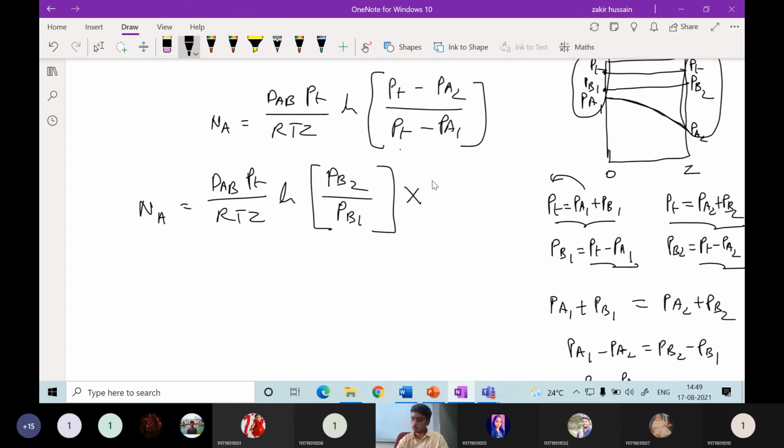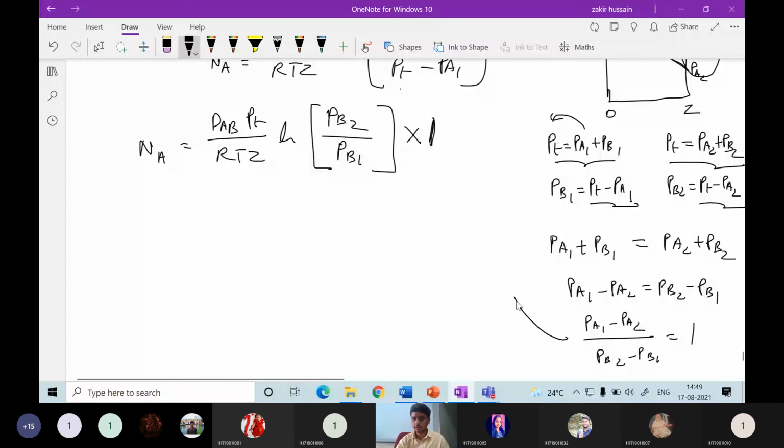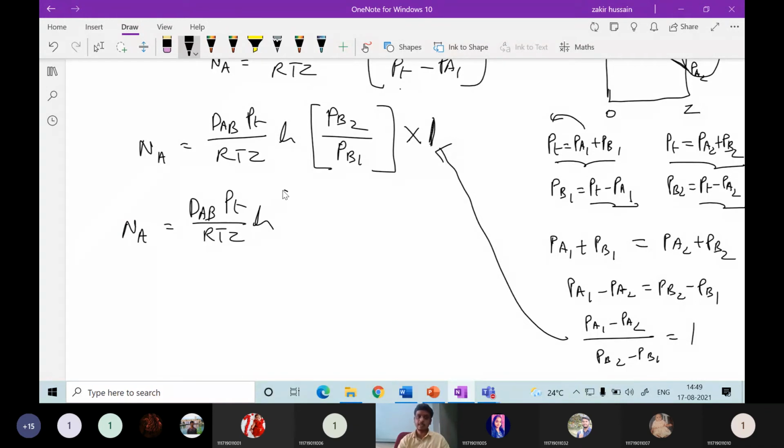Then if you multiply by 1, there is no harm to this equation. Its form will not change when we multiply anything with 1. So the definition of 1 we can substitute here. That is, NA is equal to DAB PT by RTZ ln PB2 by PB1 into this one. In place of 1, we will substitute PA1 minus PA2 divided by PB2 minus PB1.